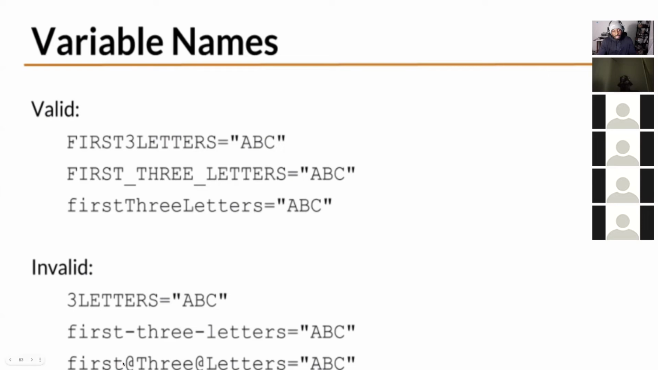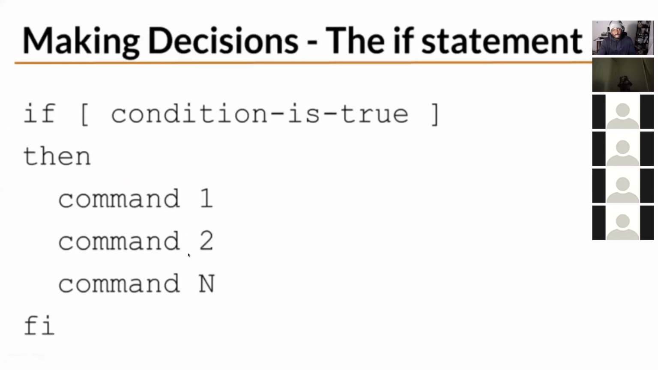So the first one is invalid, because first is a reserved word, right? First is a reserved word, so you can't use something like first to create a variable name. And you can't start your variable name with a number. So that's essentially the two things. But otherwise you can use anything to create a variable name.